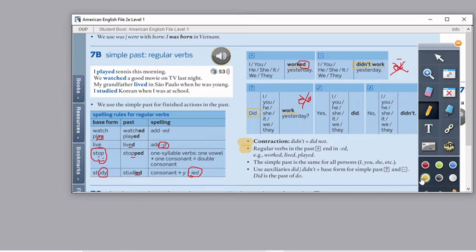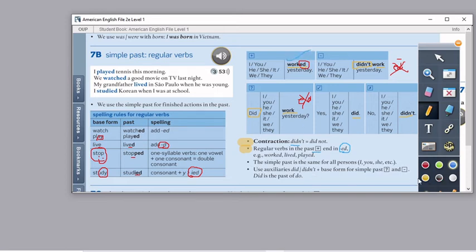Now, for the short answers: yes, I, you, he, she, it, we, or they did, or no, I, you, he, she, it, we, they didn't. Finally, we have the bullet points, contractions. Didn't is the contraction form for did not. Didn't is informal. Regular verbs in the past, that is affirmatives, end in ed. Ed exists in affirmative sentences. Example: worked, lived, played, only in affirmative sentences.